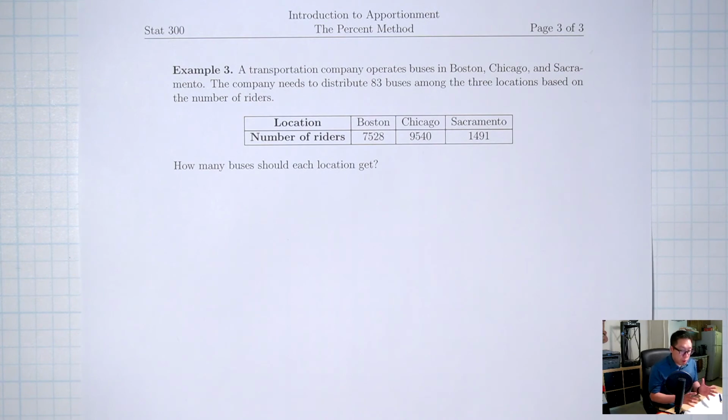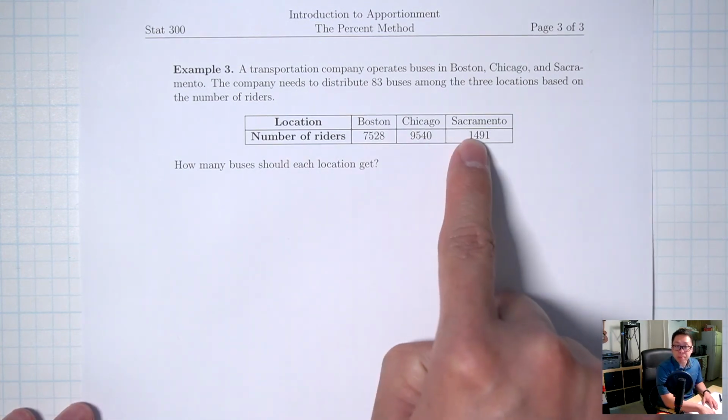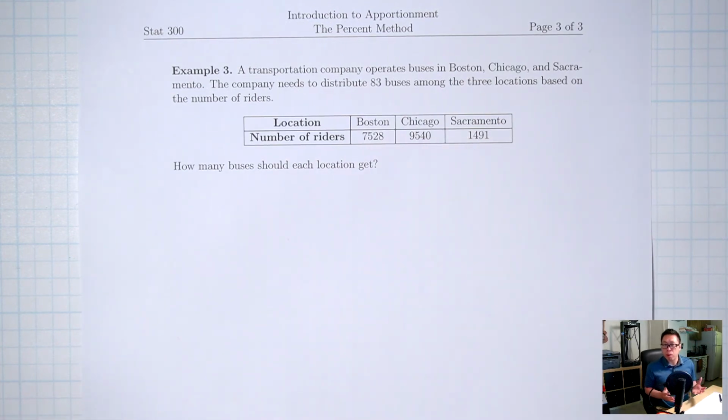So the apportionment problem here is we are sharing 83 buses. So we're sharing a resource that can't be cut up, right? It doesn't make sense to cut up a bus. So the number of buses we give to each location is going to have to be a whole number. And we're sharing the buses based on the number of riders. Okay, so that's our apportionment problem here.